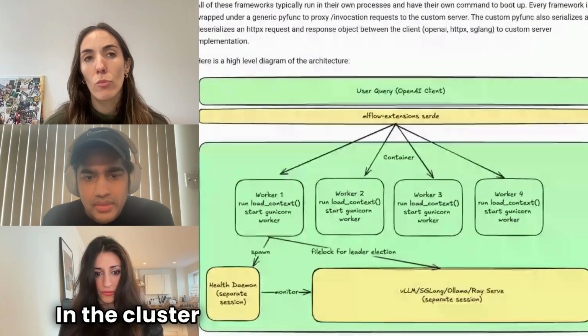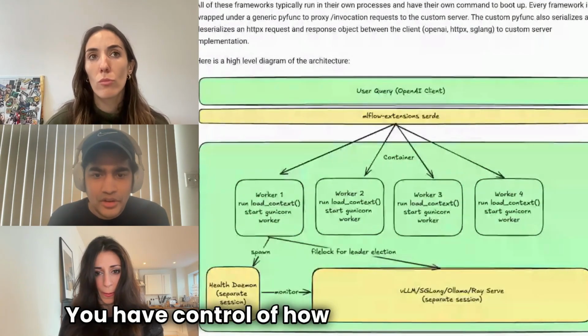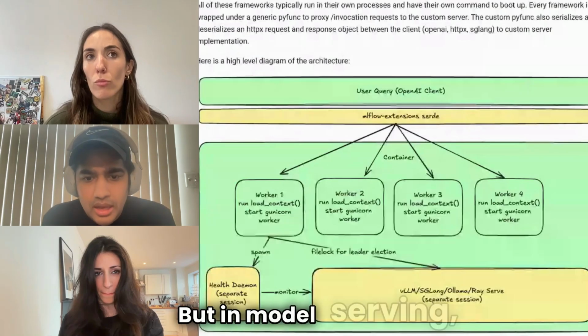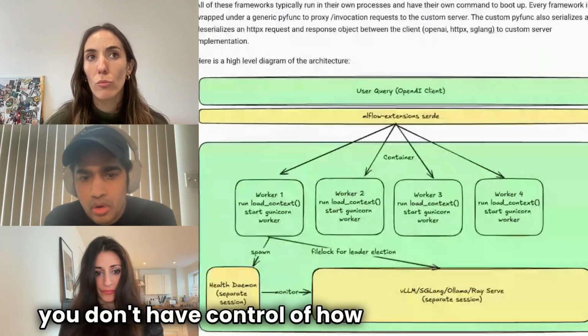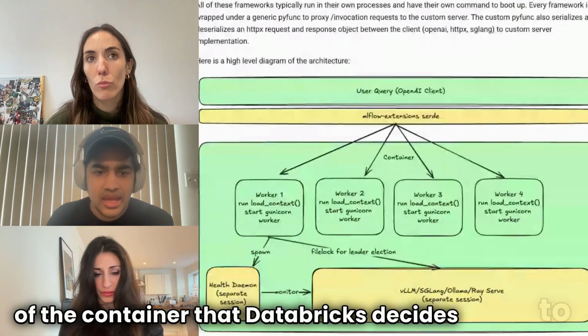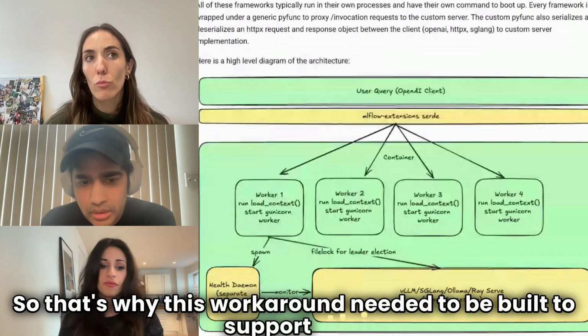In the cluster scenario, it's a little bit easier. You have control of how many processes, so you just run one process and you're good to go. But in model serving, you don't have control of how many processes or how many instances of the container Databricks decides to launch. So that's why this workaround needed to be built to support this.